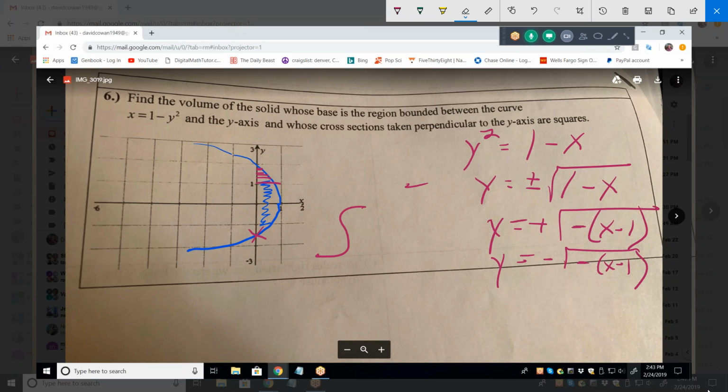In other words, we need to find out where those y-intercepts are. I know the vertex of that thing is there, and I'm pretty sure it goes like this. Because when x is 1, y has to be 0, which it is. And when x is 0, y is plus or minus 1. There's the plus 1, there's the minus 1. So then we're integrating from -1 to 1.